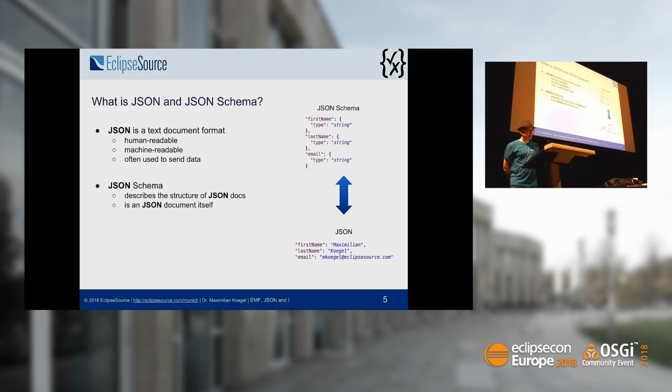And also for JSON, there is a schema language. It's called JSON schema. And again, it just describes the structure of the JSON documents that you send. And it is a JSON document itself. And on the right-hand side, I have an example again. So this is a schema that says that whatever you send there needs to have a first name property of type string, last name property of type string, and email. And below here is just a piece of JSON that is exactly that.